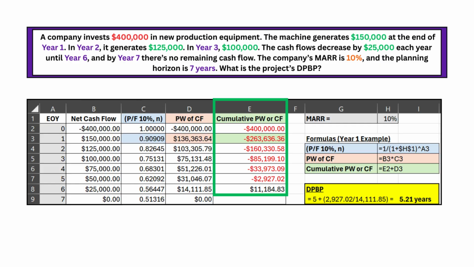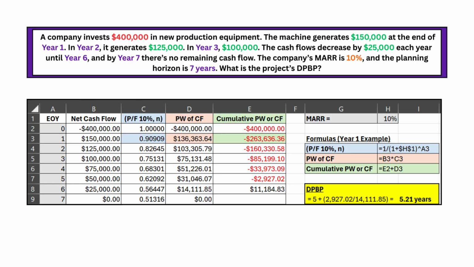Then we accumulate those discounted values. At time 0, we start at negative $400,000. After year 1, we're still negative $263,636. It remains negative year after year until finally, in year 6, the discounted cash flow pushes the cumulative present worth into positive territory. That tells us something important. The discounted payback happens between years 5 and 6.